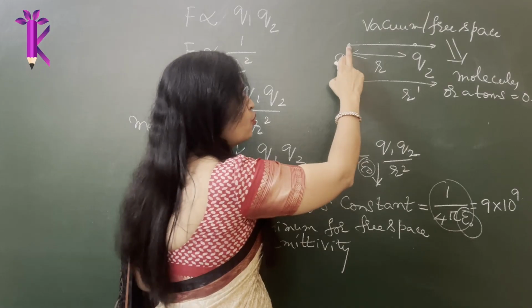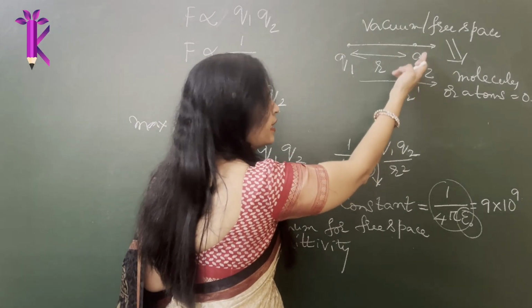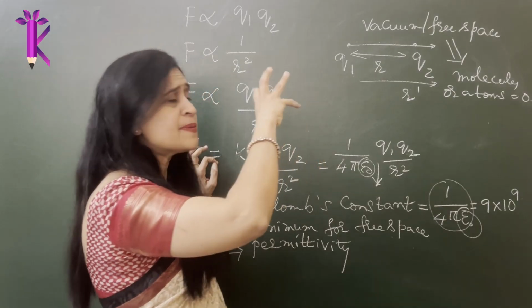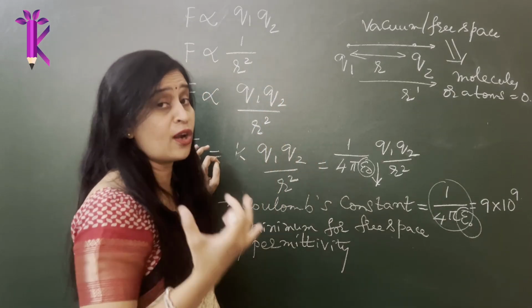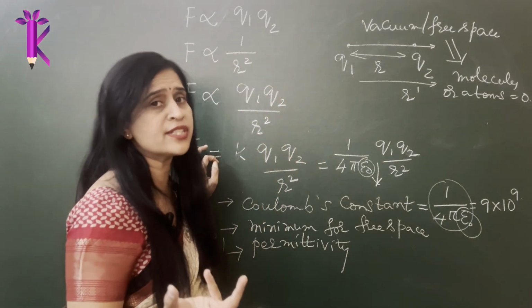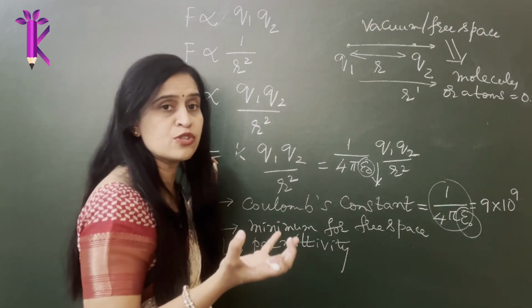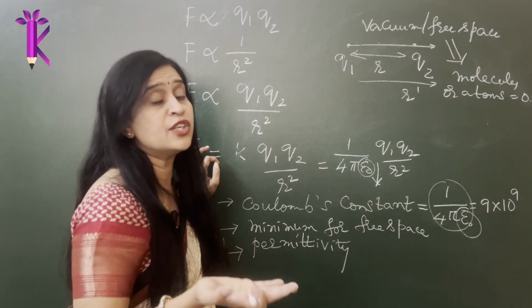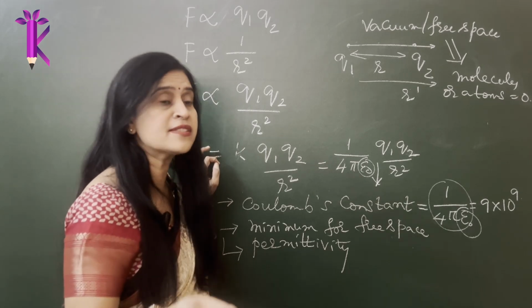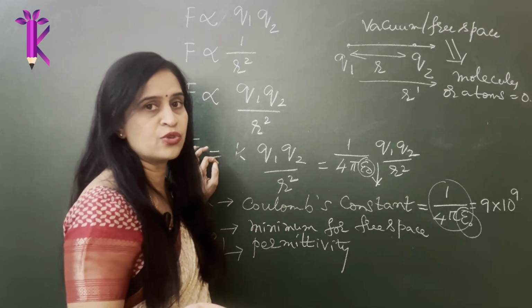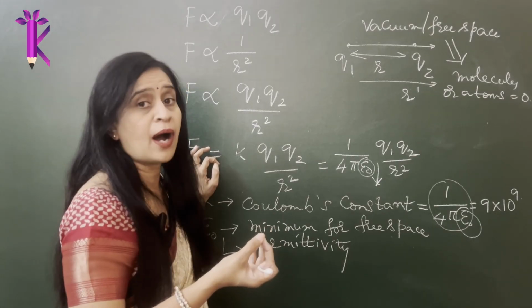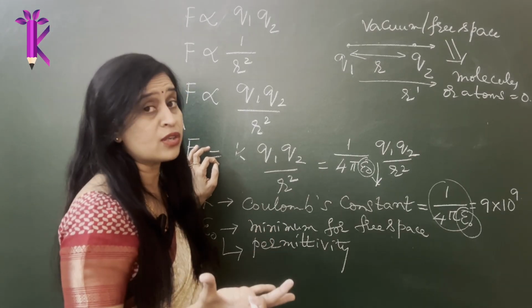Q1 is trying to exert force on Q2, and Q2 is also trying to exert force on Q1. There must be something else in the medium that we cannot see. What could that be? Obviously, atoms loaded with nuclei, and nuclei loaded with protons and neutrons. Neutrons do not really affect anything because they have a net charge of 0. So we only speak about atoms loaded with protons and electrons.